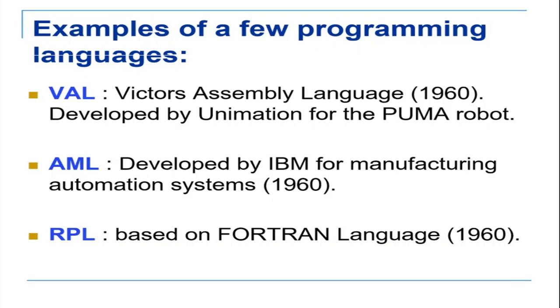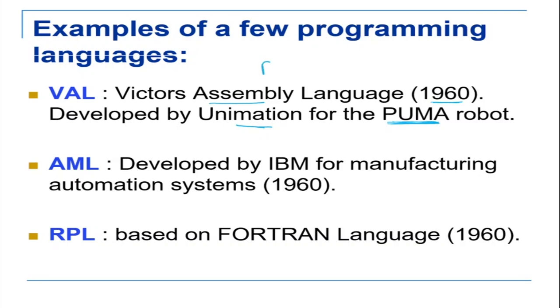The earliest programming language was VAL. This is called Victor's Assembly Language. It was developed in the 1960s by the Unimation Corporation for the Puma robot. Puma is Programmable Universal Machine for Assembly. When we looked at inverse kinematics, we studied the inverse kinematics of the Puma robot. The company Unimation made the robot Puma, and they also invented the language which they call Victor's Assembly Language. Probably Victor is the person who developed that language.